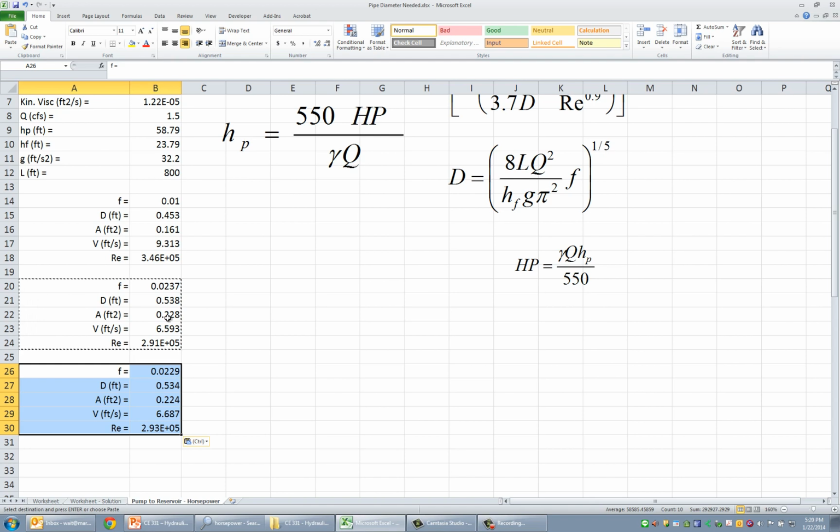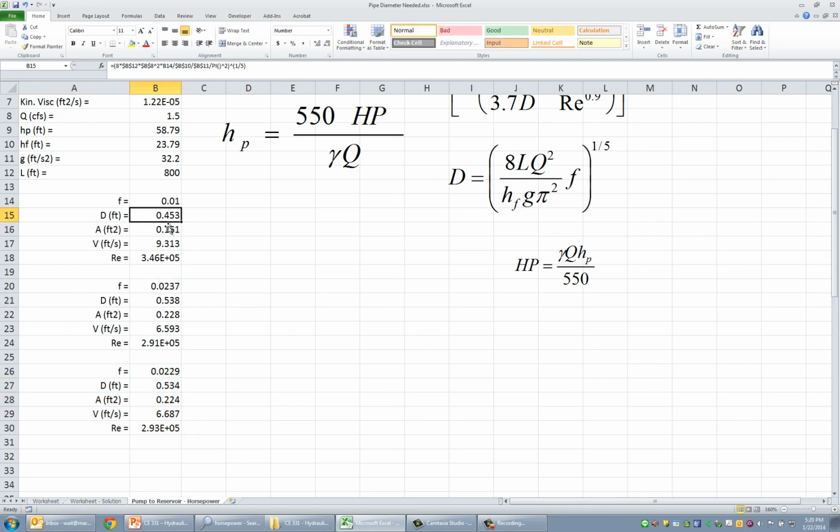And let's look at how things are changing. In the first iteration, we went from 0.45 to 0.54 feet in diameter. And the next step, the change is much smaller. There was a pretty dramatic change in diameter from iteration 1 to iteration 2. And now there's a relatively small change in diameter. What that means is that the solution is converging. We're getting close to the right answer. We'll know we're at the right answer when the velocity isn't changing anymore from iteration to iteration, when the f value is stabilized, and when the diameter doesn't change anymore.